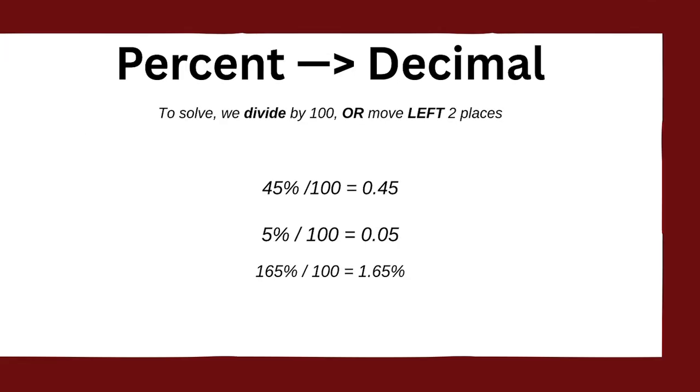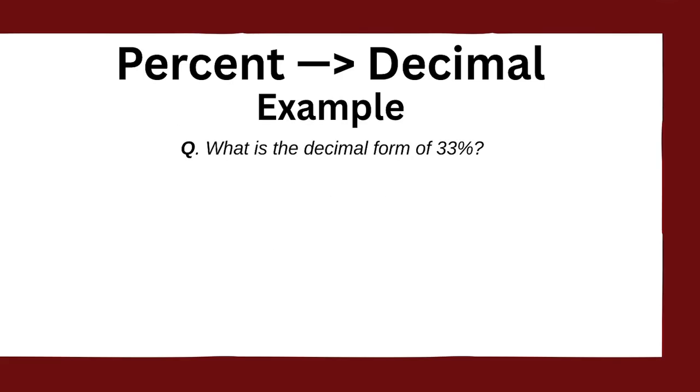So a percent. If I'm going to change a percent into a decimal, I'm going to divide by 100. I'm going to take that percent value and divide that by 100. So 45 divided by 100, that means I would get 0.45. 5 divided by 100, I get 0.05. 165 divided by 100, I get 1.65. These are all percents changed into decimal values.